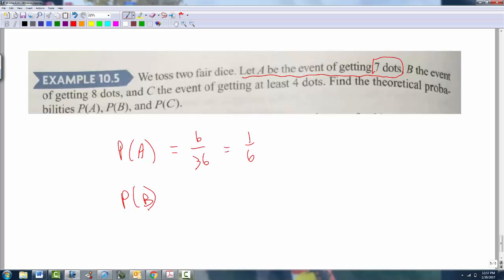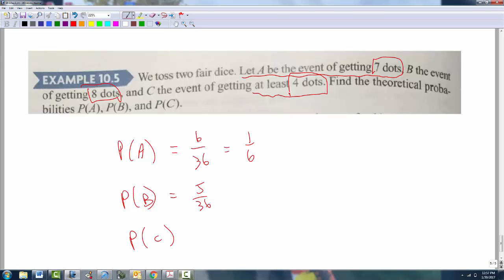What's probability of getting B? A sum that equals 8. I think it's only 5. And does this reduce? No. Then just understanding that there's a way to do this one. What does it mean to get at least 4 dots or a sum of 4? 4 or what? 4 or more.